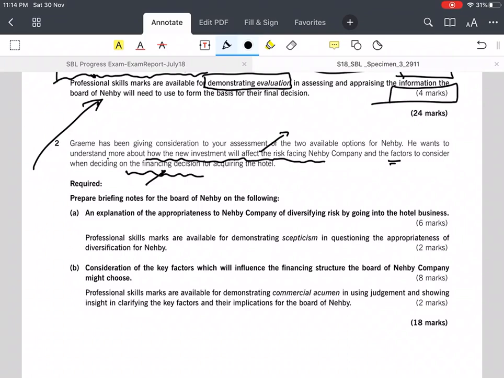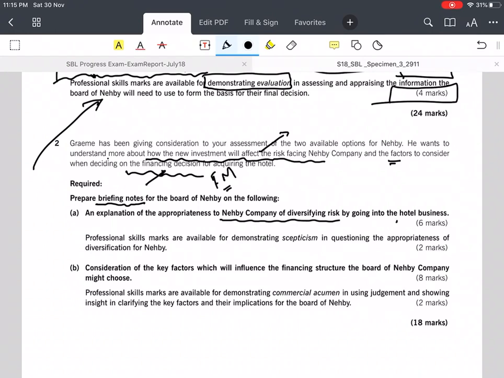We are not supposed to recommend a choice. We are supposed to come up with the factors that will allow them to decide which source of finance should be chosen. And it's purely your financial management paper knowledge that is going to be tested here. Now what we are supposed to do, we have briefing notes, so no particular specific format required. An explanation of the appropriateness for Nearby company of diversifying risk by going into the hotel business.